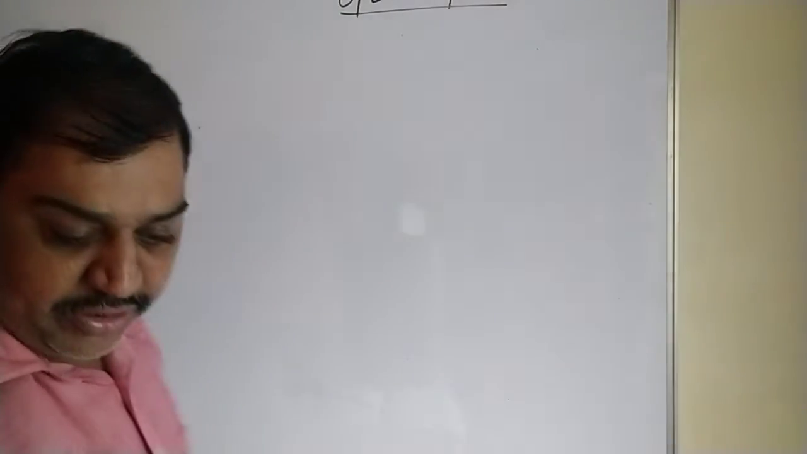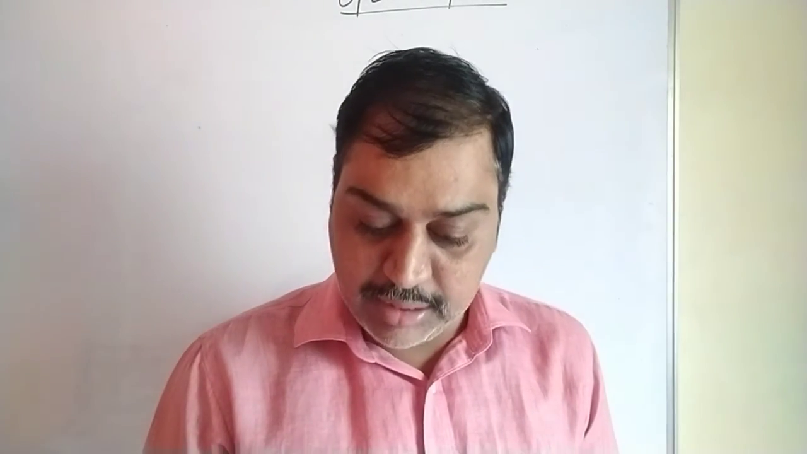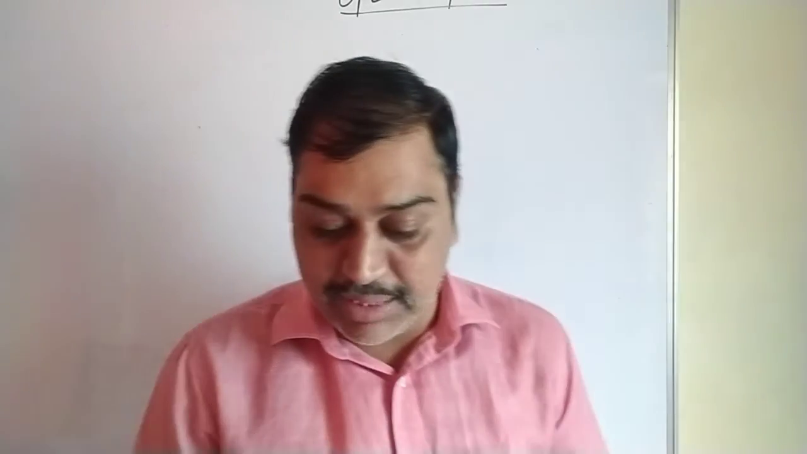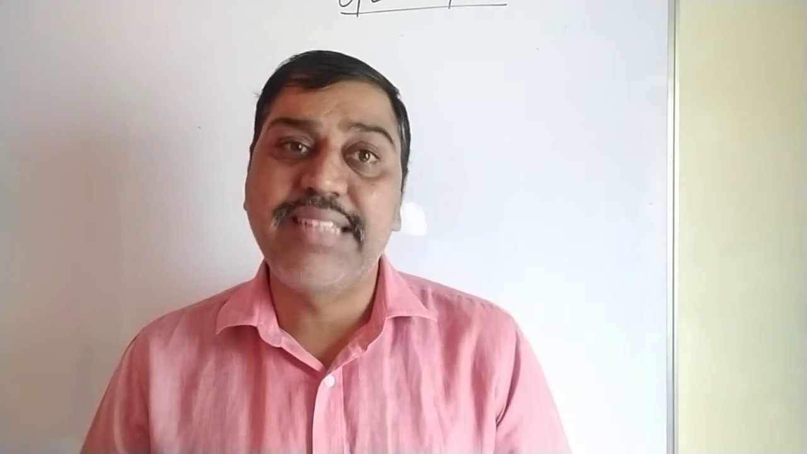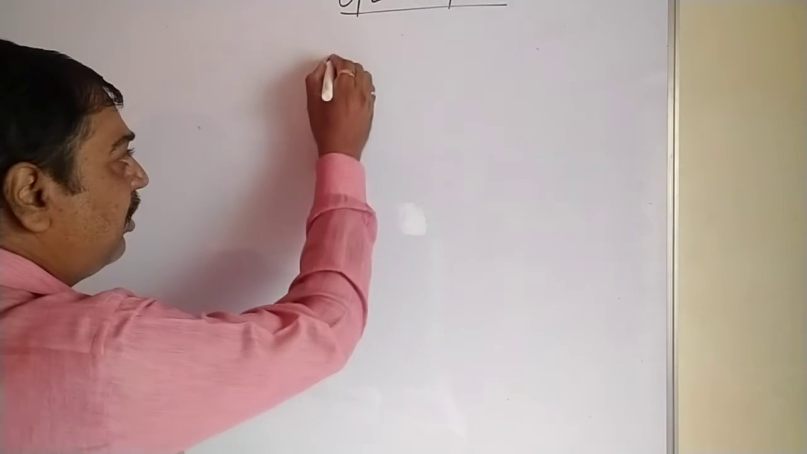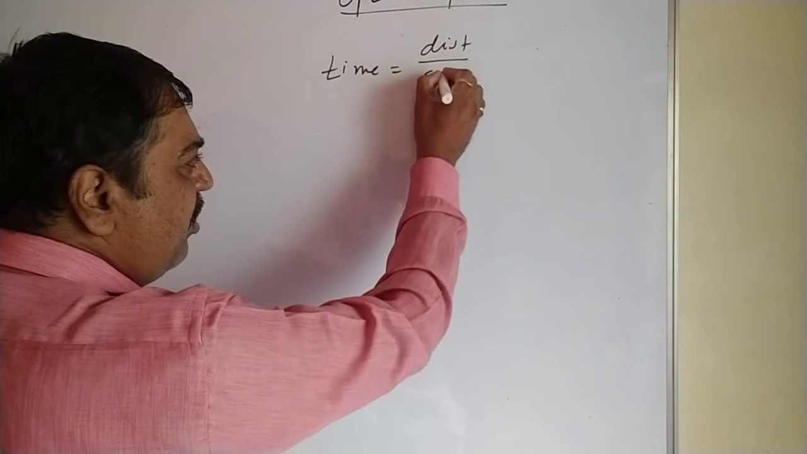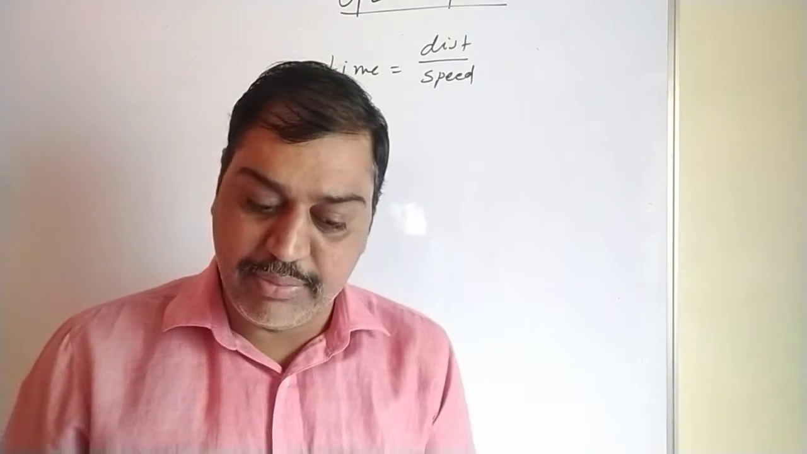Let's see what equations they have taken further. Optical path in a medium can also be defined as the corresponding path in a vacuum that light travels in the same time as it takes in the given medium. So optical path in a medium can also be defined as the distance traveled in a vacuum in the same time as in the medium. So you can write here time. Time, as we know, is distance traveled divided by velocity, or speed.